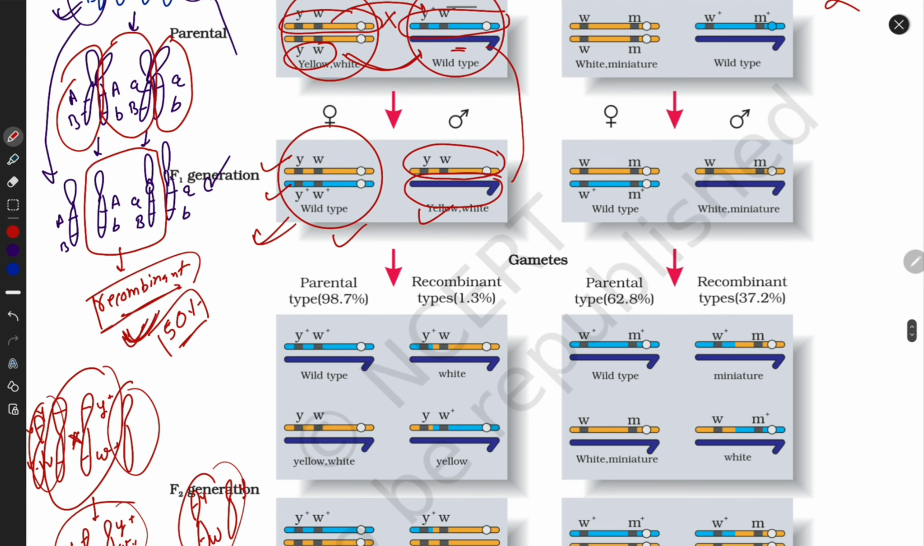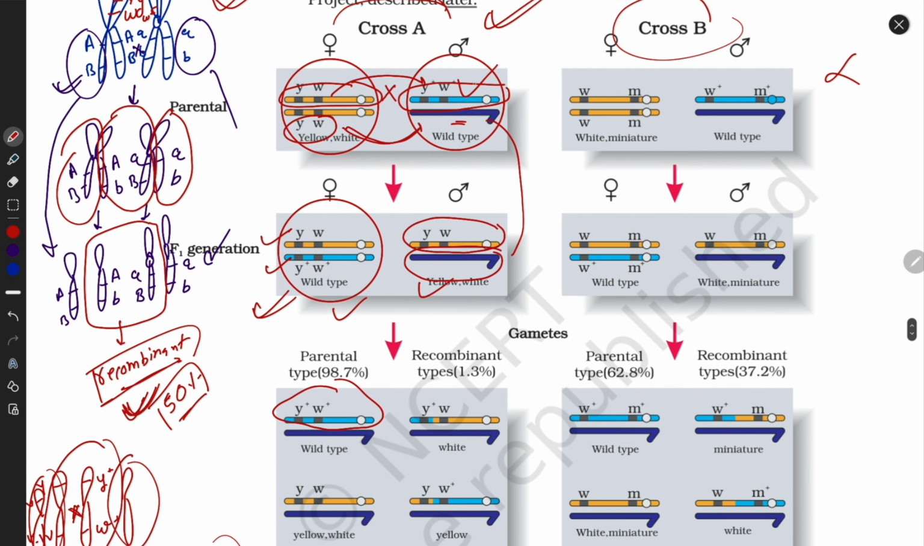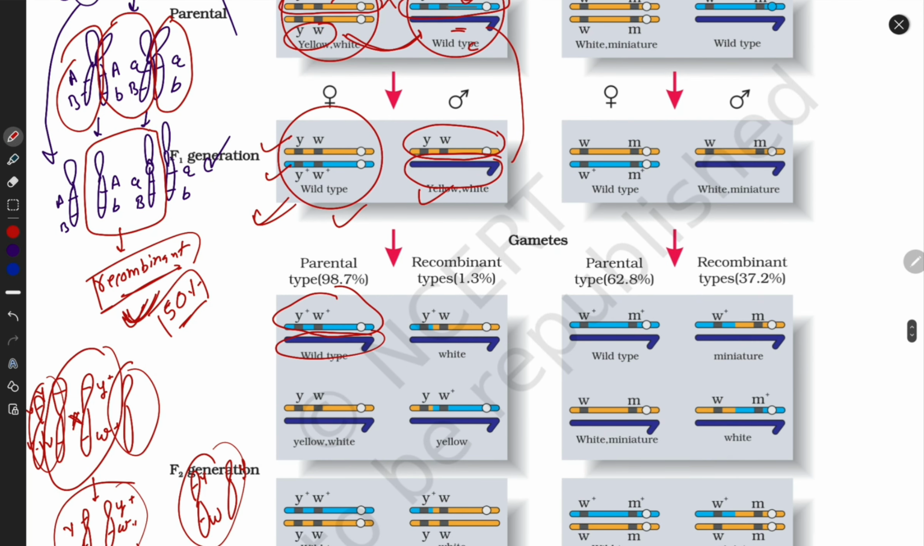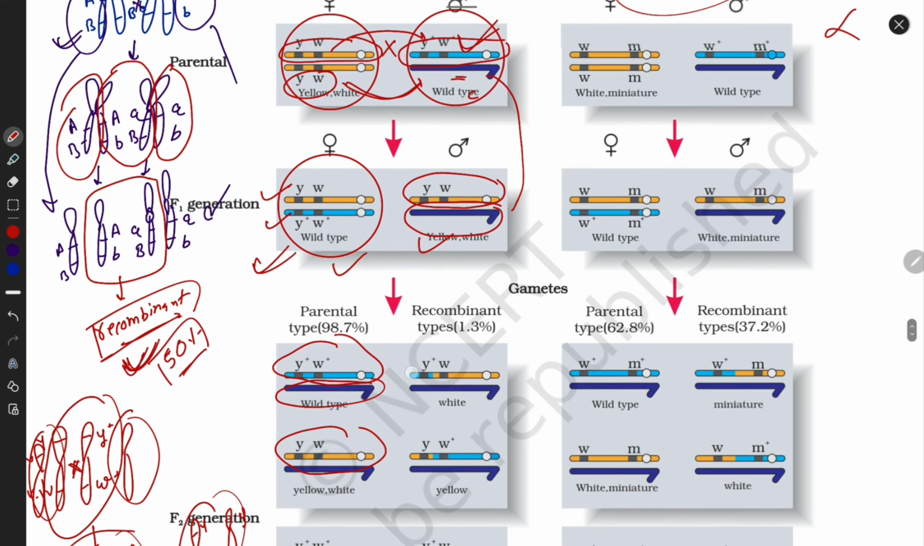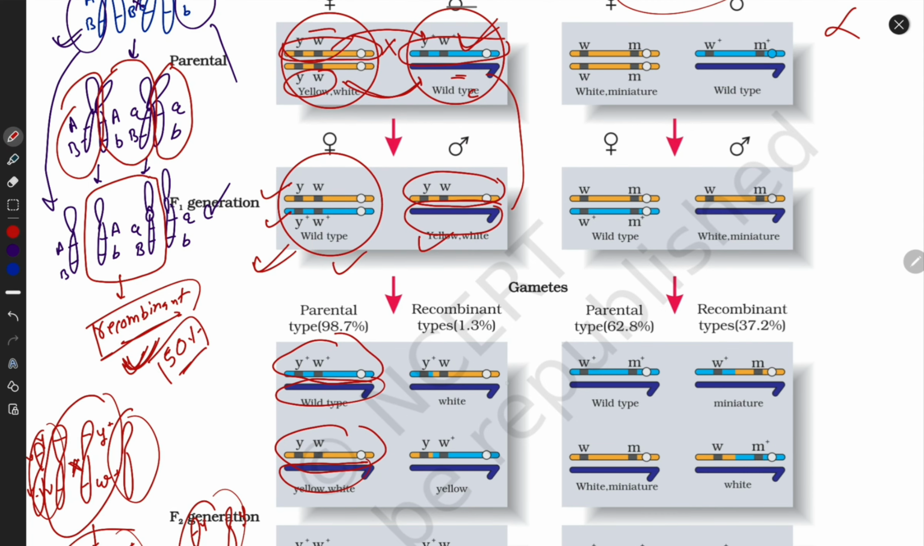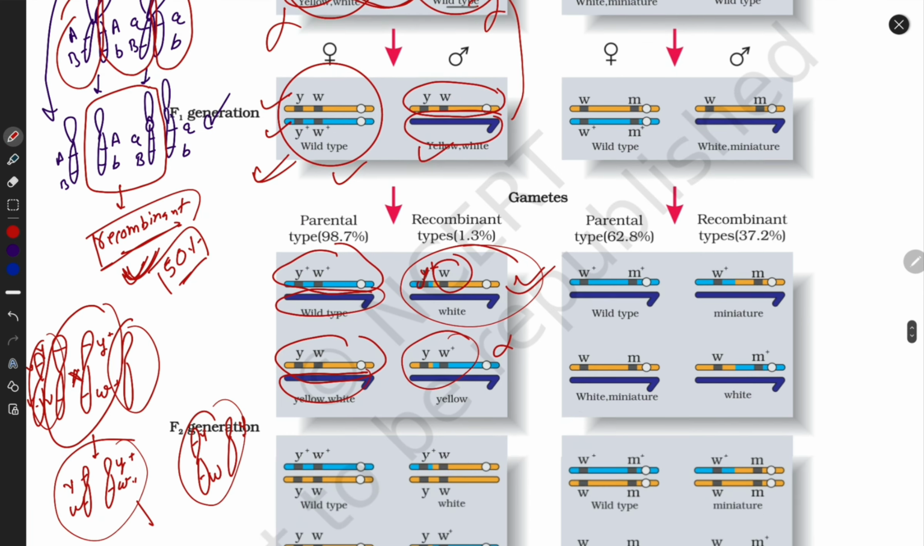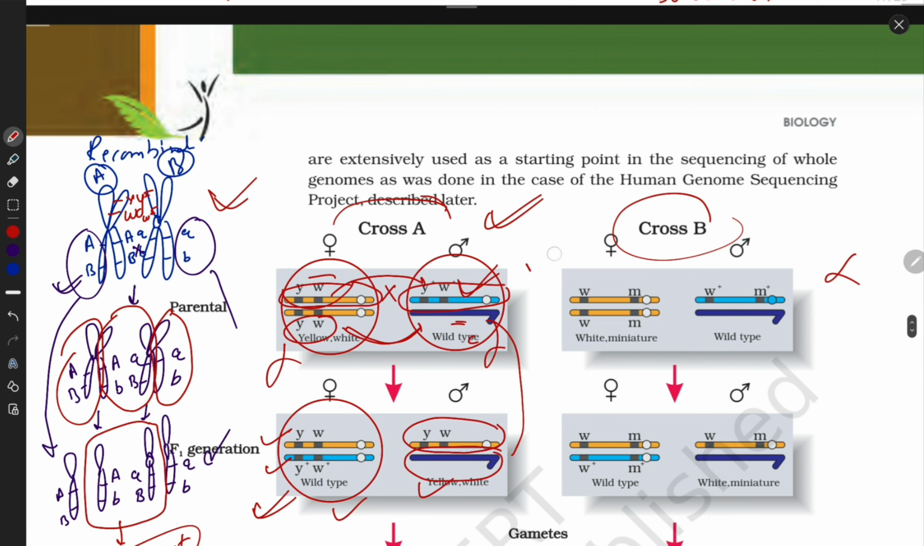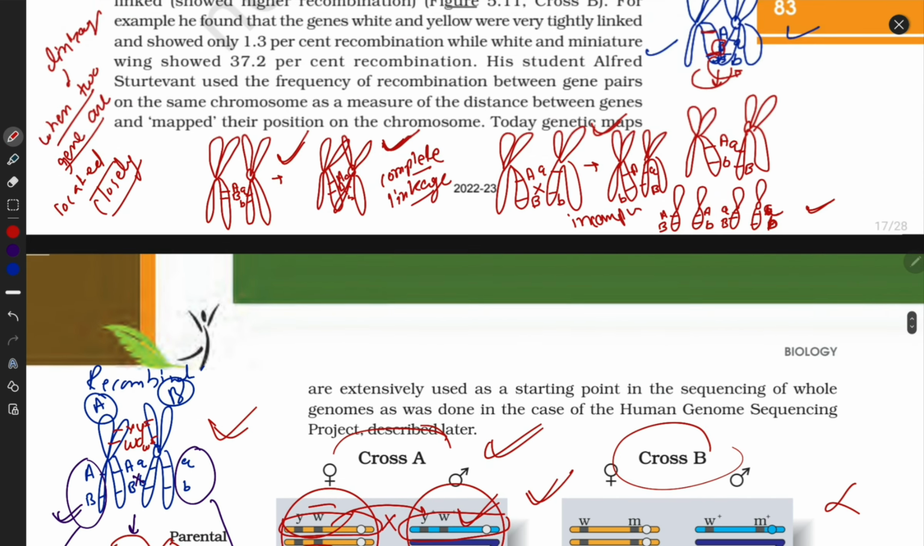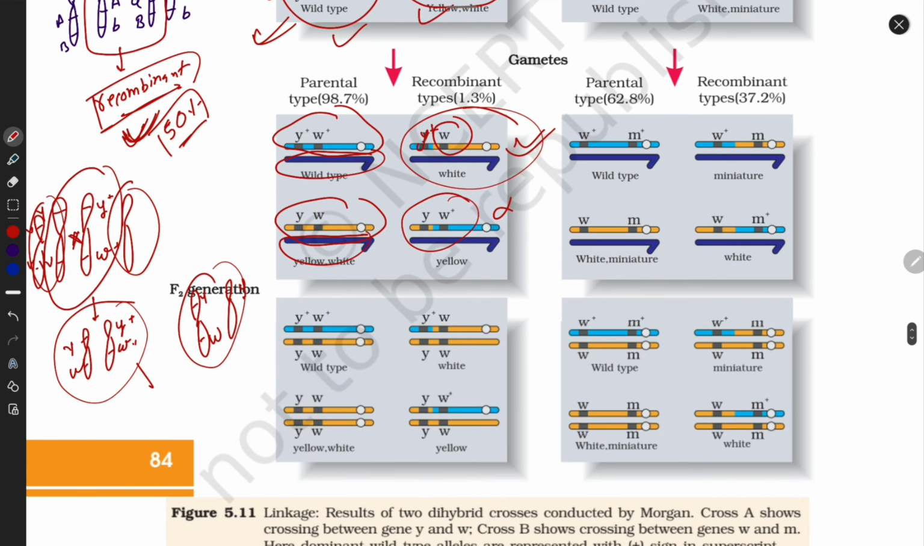Clear? What is happening here? This is the parental or not? Yes, they are parental. This is the parental or not? Yes. This is the parental or not? Yes, this is parental also, and they are also parental. But now look here, they are not parental. Small y plus, no, this kind of gamete is not here, so they are recombinant. In your diagram they explain different types and I explain in a different manner, but overall they are correct.